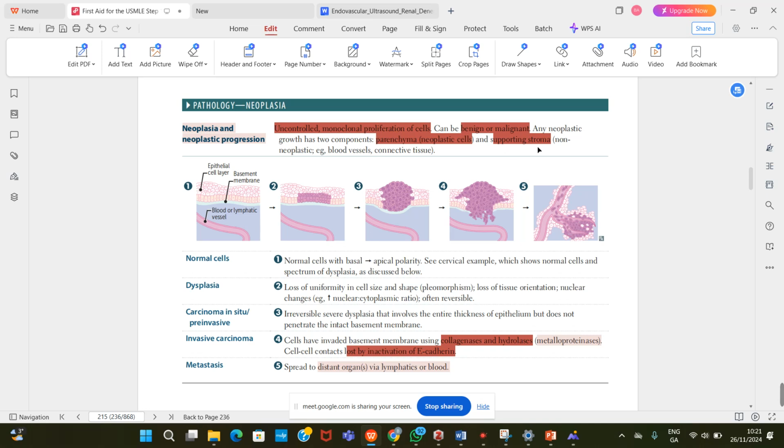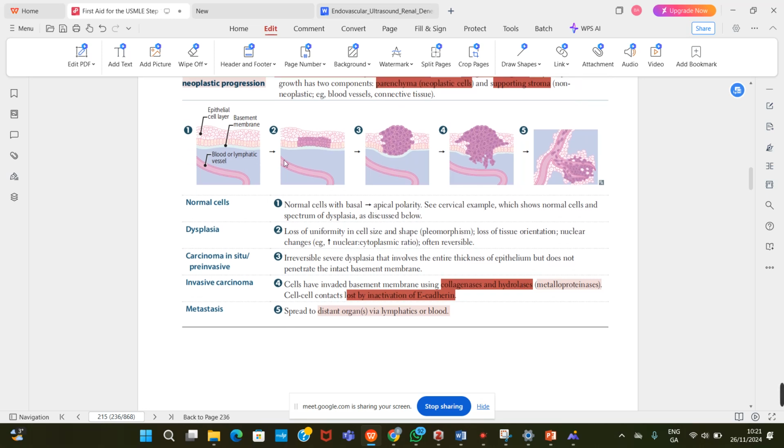And they usually have a supporting stroma to help them grow, to nourish them, to also help them disseminate. For example, the blood vessels and the connective tissue, the extracellular matrix scaffold. That's what we mean by the connective tissue. And the blood cells, the lymphatics, the arteries, the veins that surround them, those are the supporting stroma.